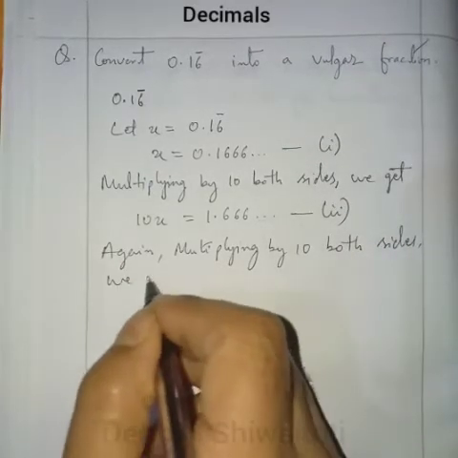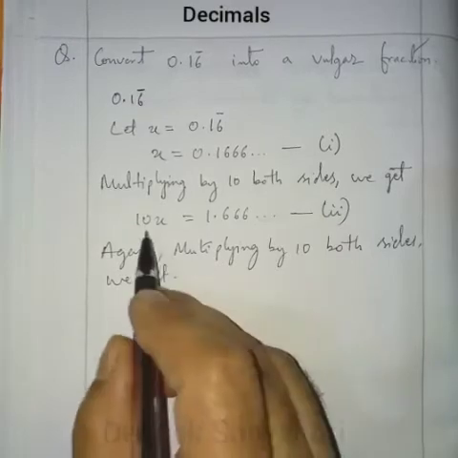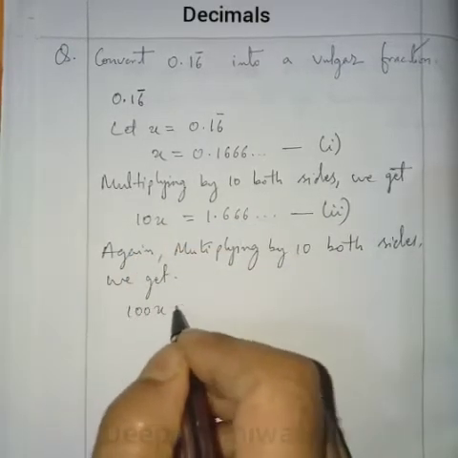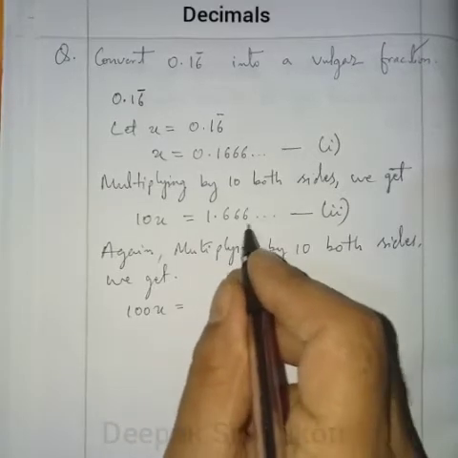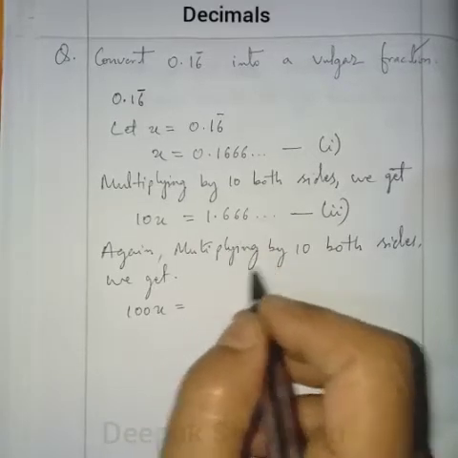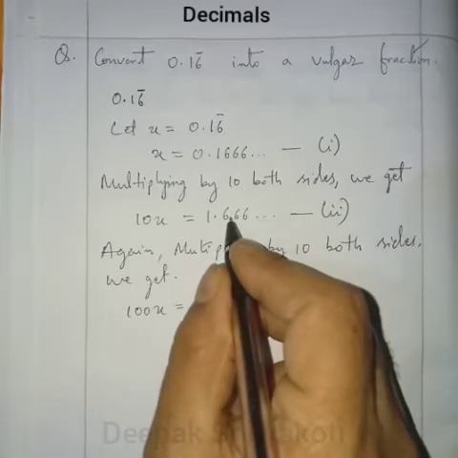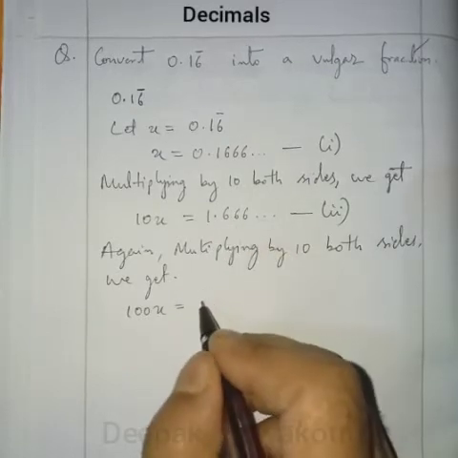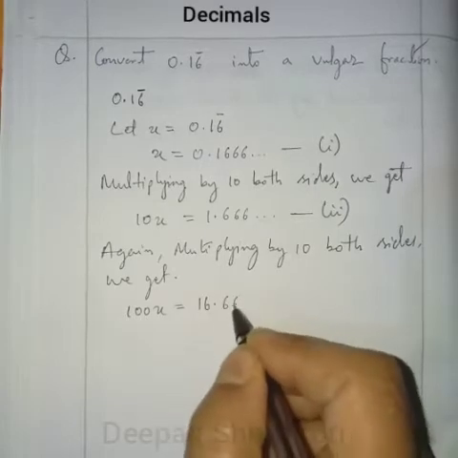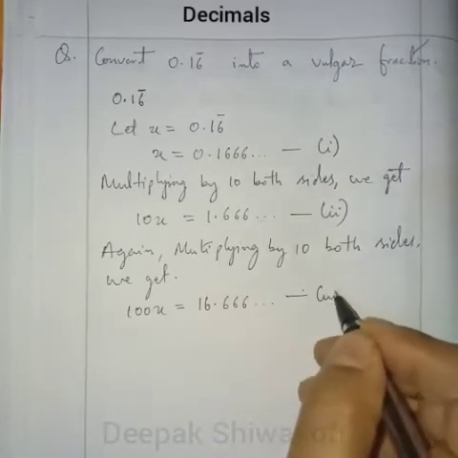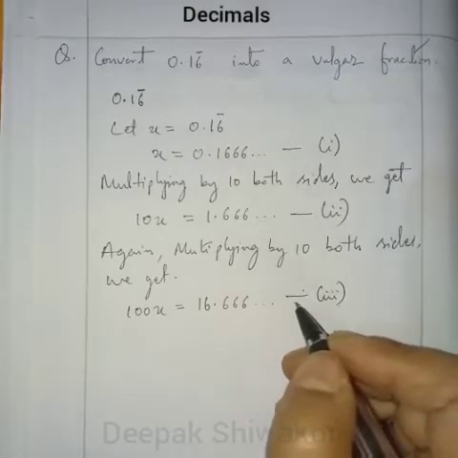We get what? 10x again multiplied by 10, it will become 100x, and 1.666 when we multiply by 10, this decimal will shift one digit again here, so it will become 16.666 dot dot dot. Okay, let it be equation 3.